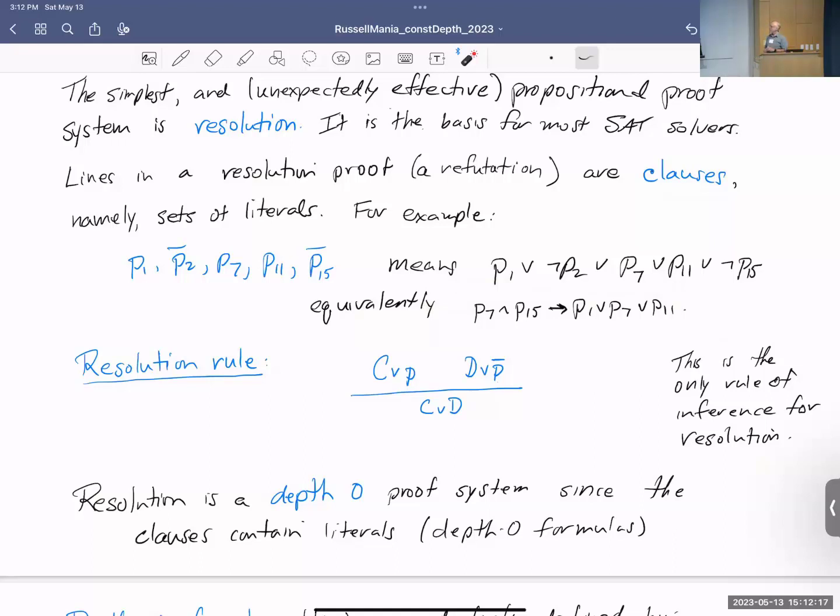Resolution rule, everyone knows, I guess: from a clause C or P and a clause D or not P, we can infer the clause C or D, and this is our only rule of inference. I'm writing here or for unions of sets of literals, I guess. This is a depth zero proof system in the terminology of this talk. So what this means is that the formulas appearing in these clauses are literals, which are formulas of depth zero. So thinking of alternating ands and ors, down to level 0, right? Okay.